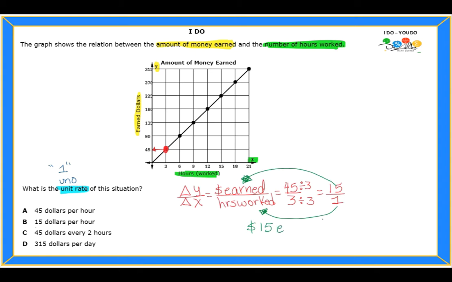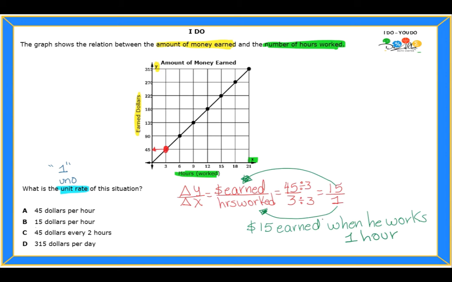Okay, so right there I can see something like this. He will earn $15 when he works 1 hour. Now I know what you're thinking. What happens if I use another point? Would I still get the same answer?